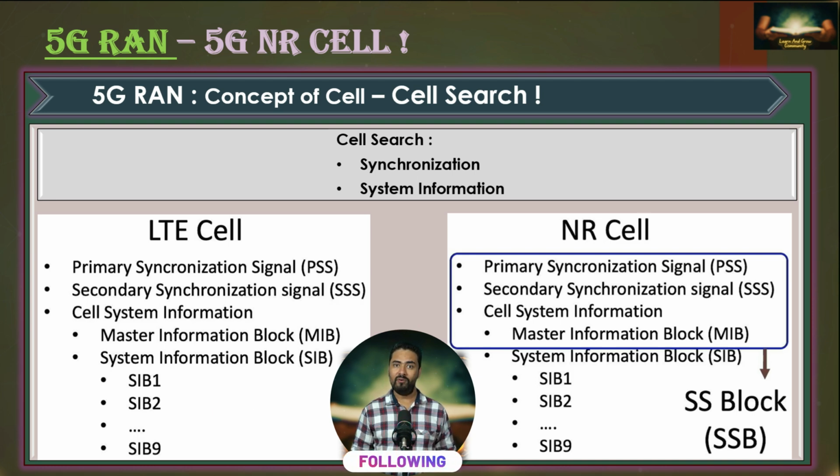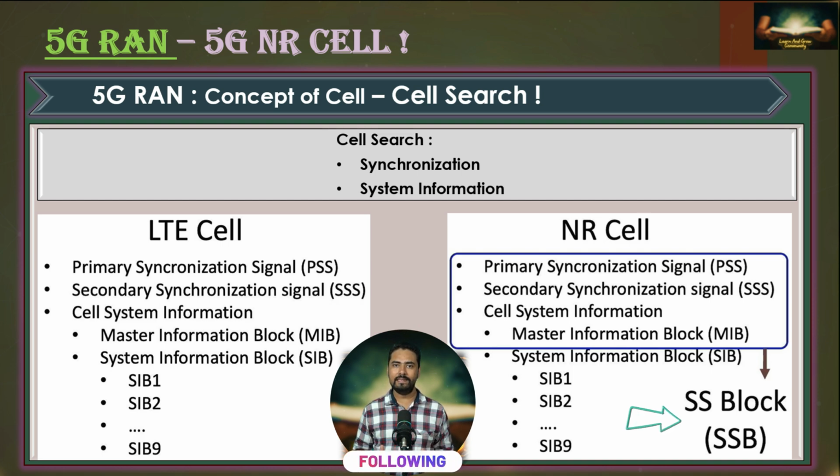When we talk about NR, we also have primary synchronization signal PSS, secondary synchronization signal SSS and master information block MIB, and we also have system information block SIB. However, to reduce the amount of broadcasted information, the network only broadcasts very little information. So instead of broadcasting all of the information continuously, only a subset of this information is broadcasted. This is known as cell-specific information. This is the minimum amount of information that is required for random access. The rest of the information is sent directly whenever it is needed.